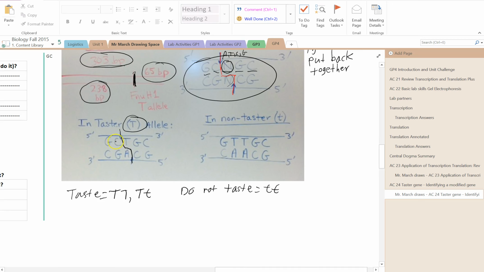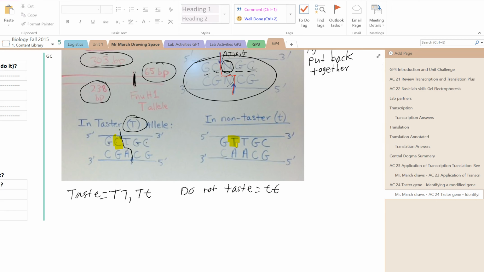Because you'll notice it matches the GCTGC matches the GCNGC that's up top. What's different though, right? So this one is a C. The nucleotide is a C there, and here in the non-taster it's a T. So we only have one nucleotide difference between two different people possibly, and that makes all the difference in the world in terms of whether or not they can taste PTC paper.